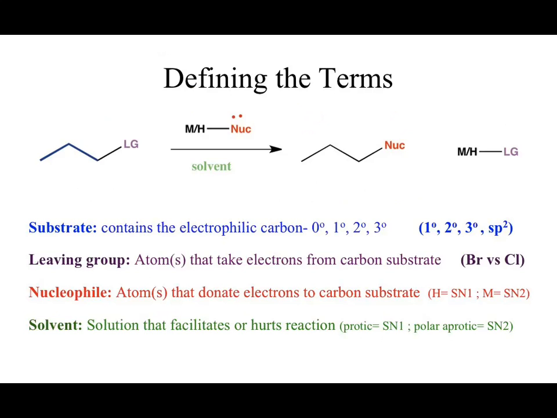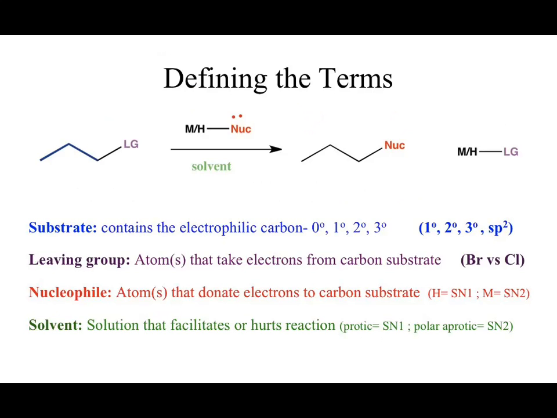The substrate structure, it usually contains the electrophilic, or it definitely contains the electrophilic carbon, and in the starting material it also has the leaving group attached. Okay? Your leaving group is the atom that takes the electrons away from carbon. Kind of important as far as this chemistry goes, because when we looked at alkanes, we were just having hydrogens attached to our carbons. Would we expect a hydrogen to take electrons away from a carbon? No, why not? It's less electronegative.